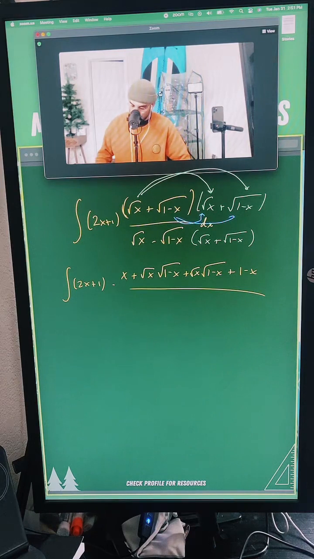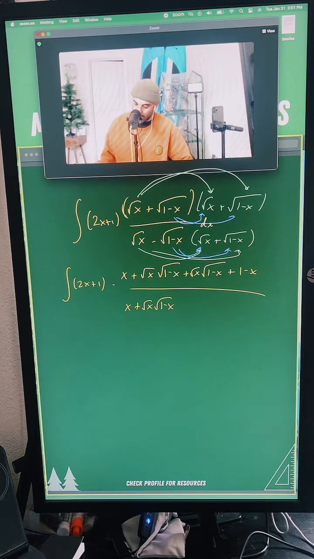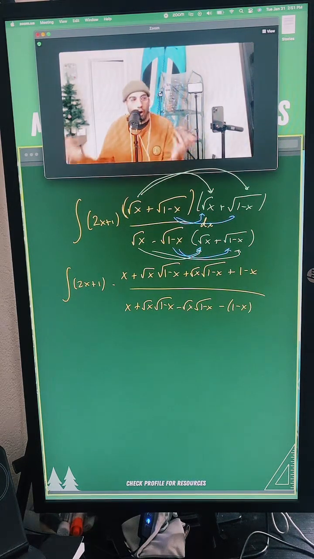And in the bottom, let's go ahead and do that. So we're going to do the first, the outer. So we're going to start off with x plus root x root 1 minus x. And then we're going to do the inner and the last. And that's going to be minus root x root 1 minus x minus 1 minus x. So on the first term and the last term, when I multiply those together, because they're the same value, those radicals are going to cancel out.